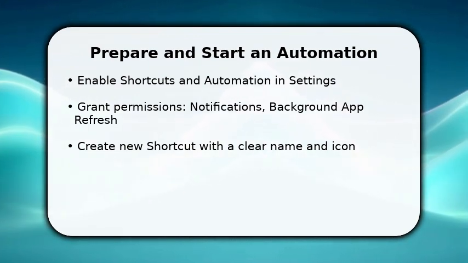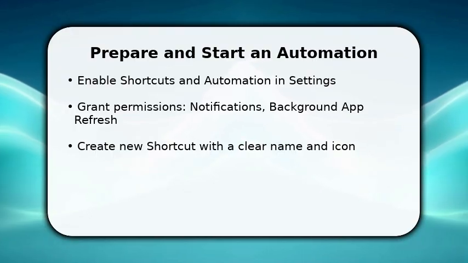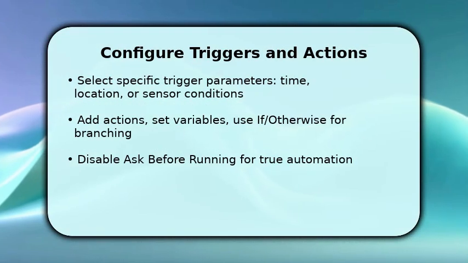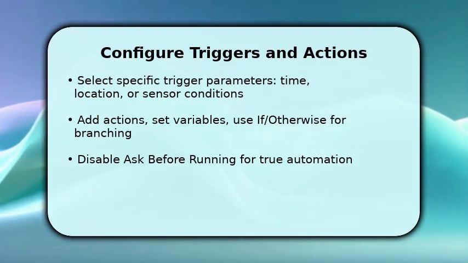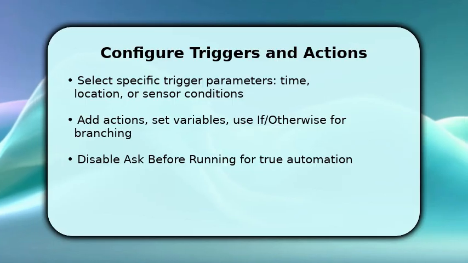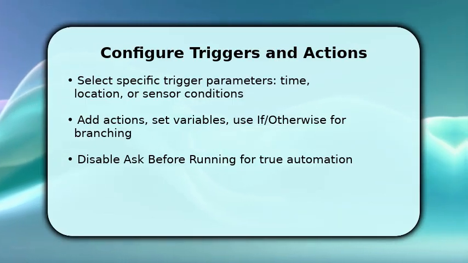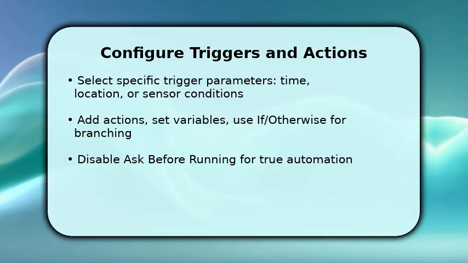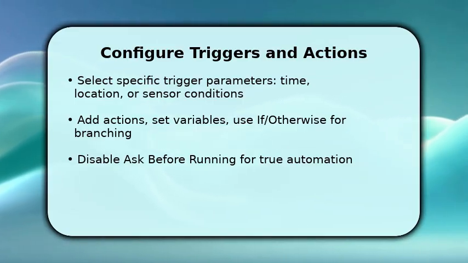Next, focus on the middle configuration where accuracy matters. You choose precise trigger parameters, exact time, arrival region, or a device event, then assemble actions in order, using variables and if/otherwise to handle conditions. Insert wait, repeat, or get contents actions for complex flows.